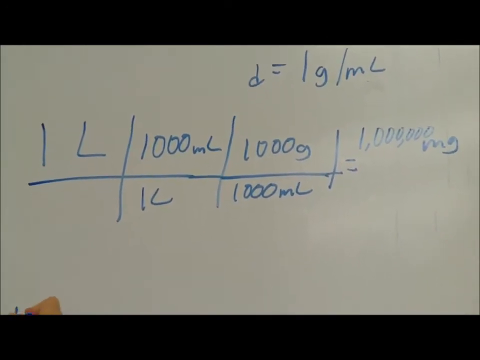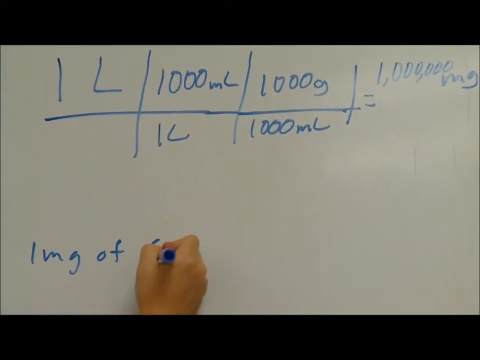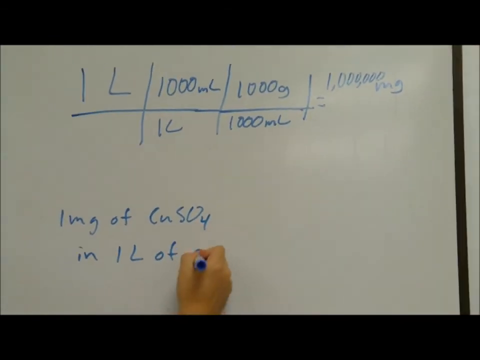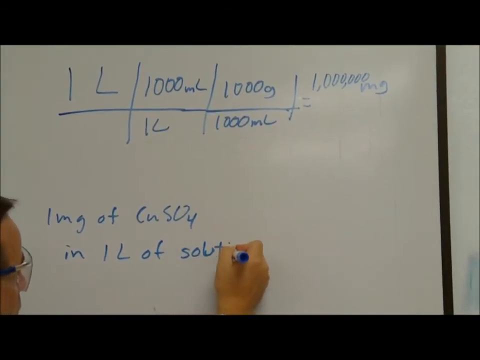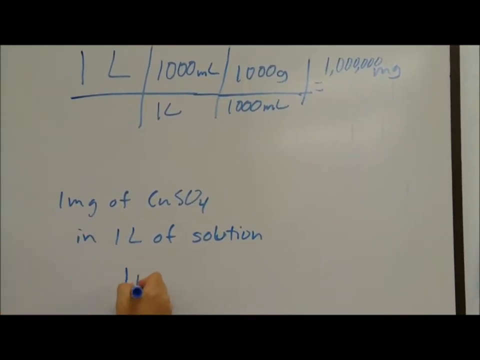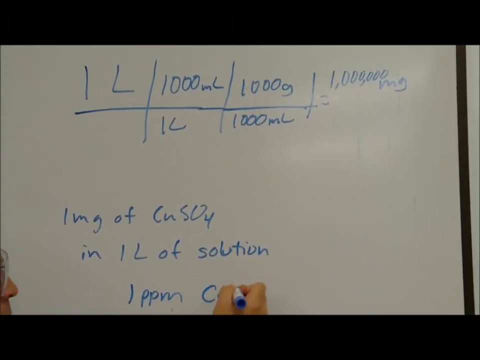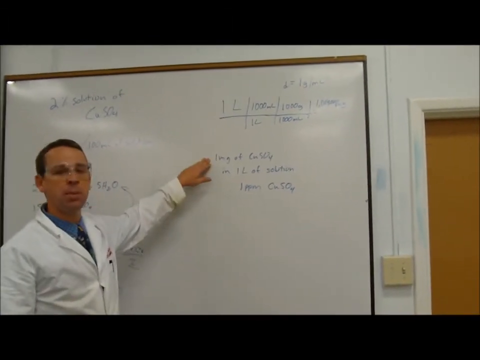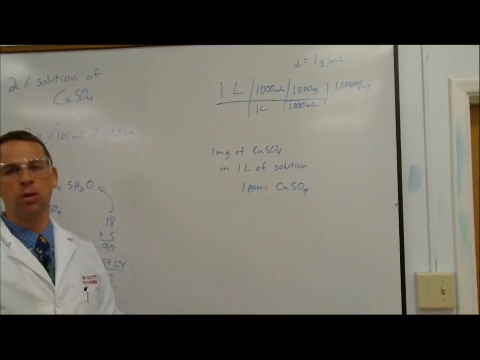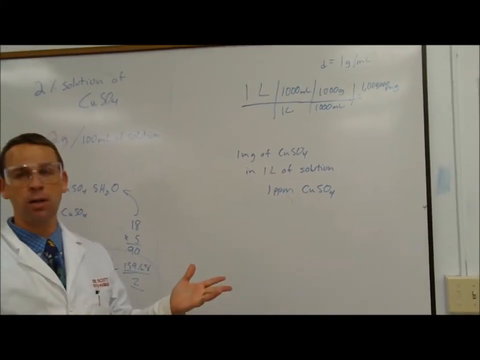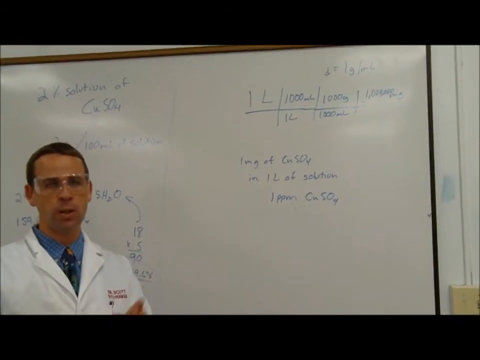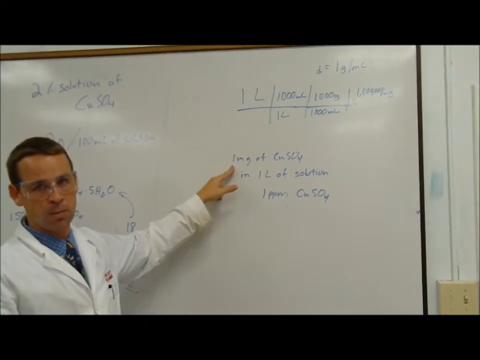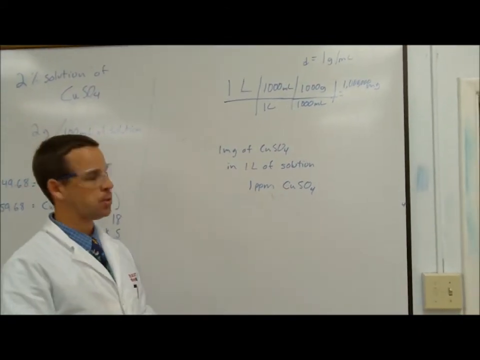So if I have 1 milligram of copper sulfate in 1 liter of solution, this would be 1 part per million copper sulfate. All right? So I want to weigh out 1 milligram of copper sulfate to put it into 1 liter of solution. If I just wanted 100 milliliters or 0.1 liters, then I would need 0.1 milligrams for every 100 milliliters.